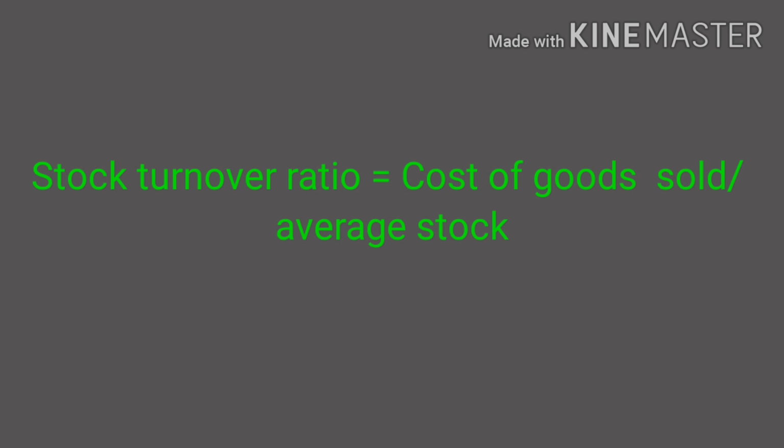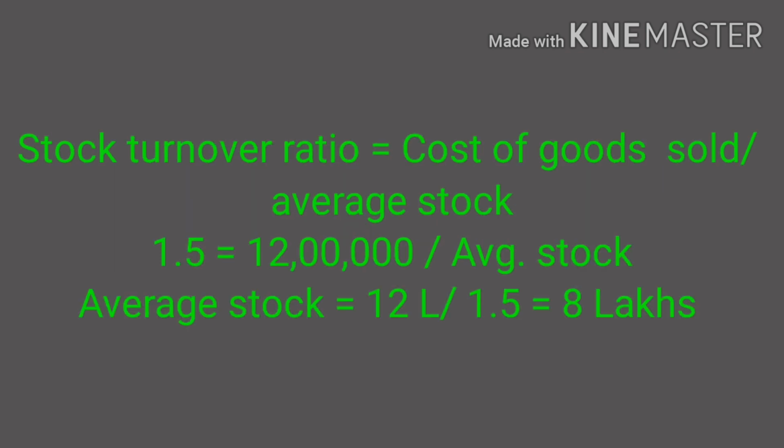Now we need to find out the closing stock. To find out the closing stock, we can use the formula of stock turnover ratio. Stock turnover ratio is equal to cost of goods sold divided by average stock. Stock turnover ratio is given as 1.5 and the cost of goods sold we found out is rupees 12 lakhs. From these two figures, we can find out the average stock. Average stock is equal to cost of goods sold divided by stock turnover ratio. 12 lakh divided by 1.5, which is 8 lakhs.